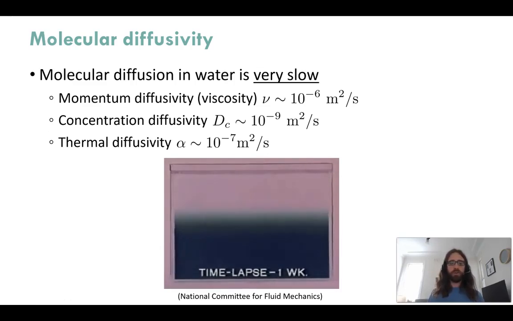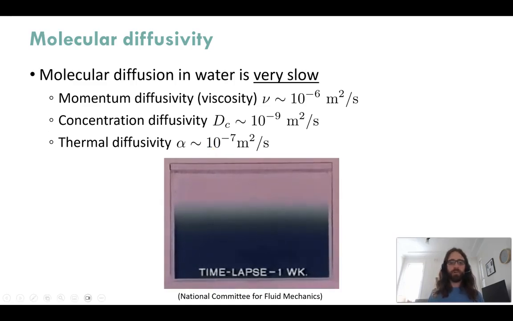This very slow diffusion is represented by very small diffusivity constants in the equations that we showed on the previous slide. So the kinematic viscosity, nu, representing the connection between the velocity gradient and the momentum flux, is on the order of 10 to the minus 6 for water. The diffusivity constant for concentration is on the order of 10 to the minus 9 when it's a concentration of anything in water. And for heat, it's typically on the order of 10 to the minus 7 for water.